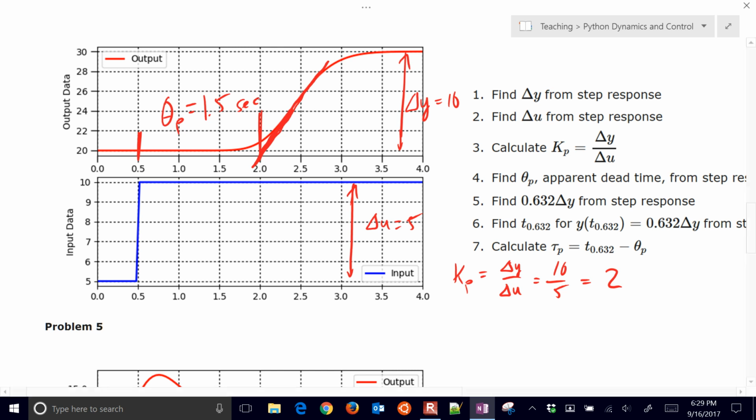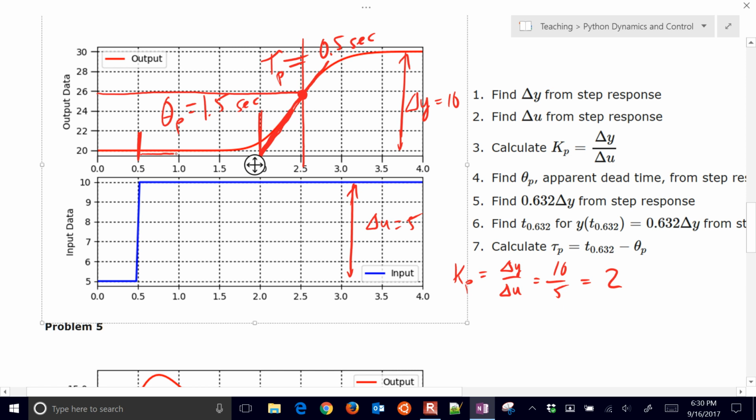Okay, let's look at about 63% of the way there. I'm just going to draw a line over and then down. And then this would be my tau p, and that's about 0.5 seconds. Okay, so we have our approximation with a dead time.